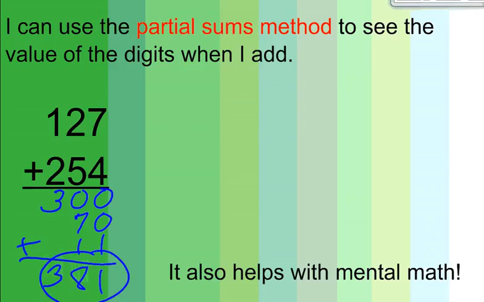And once again, you can break it up and add in your head, where you add 100 and 200, that's 300. You know that 20 and 50 is 70. And then you can put the 10 and 70 together to make 80 and then have your 1. So that's 381. Once again, the partial sums strategy is an awesome strategy to see the value of the digits. And it also can be used to help with mental math.